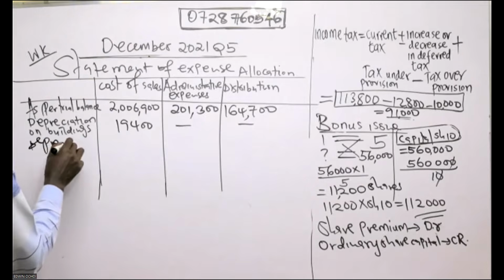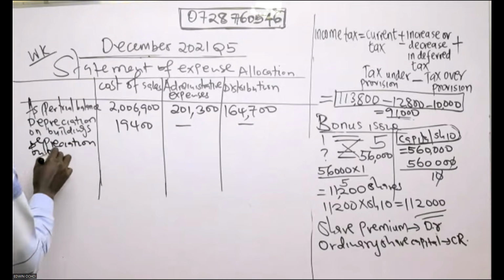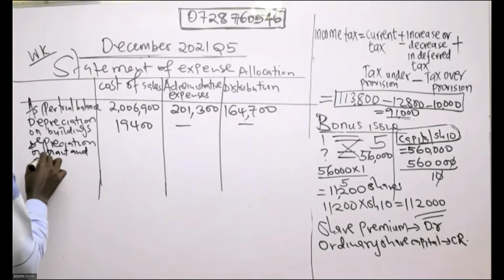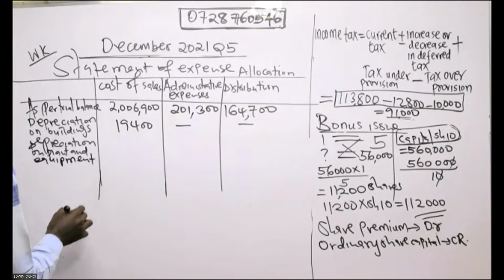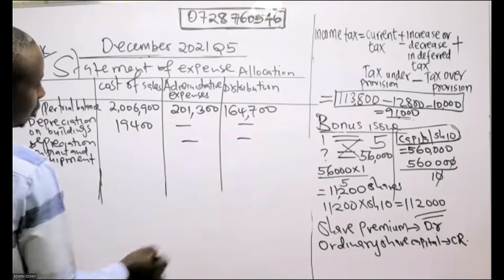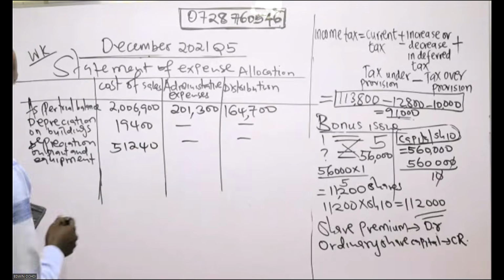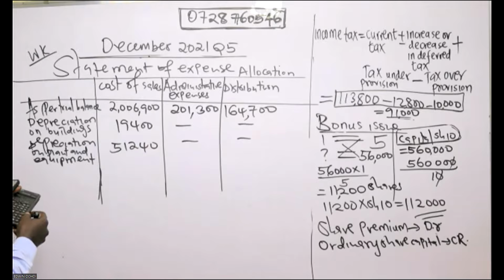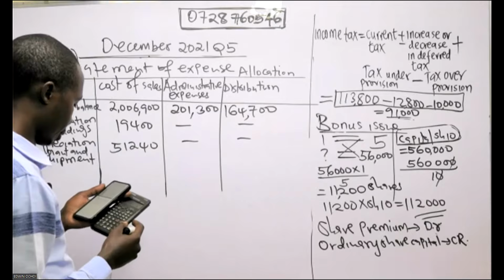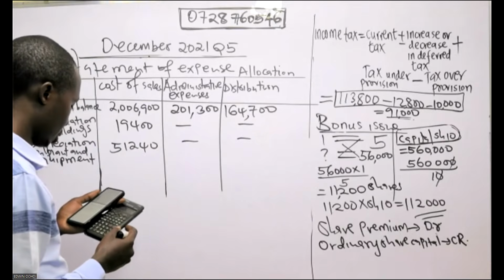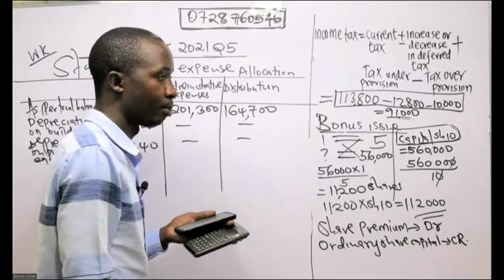Depreciation on plant and equipment, guys. 51,240. Correct. I've recorded that. No, the 3 was tax. We don't have to record tax here. Another expense. Note 4 was bonus.